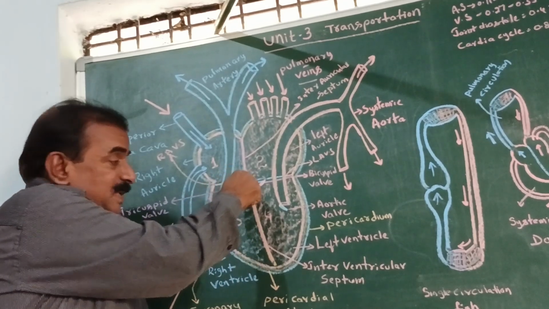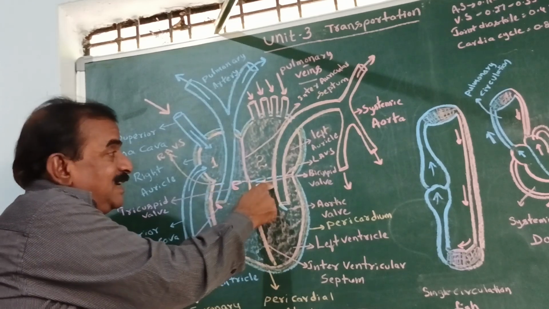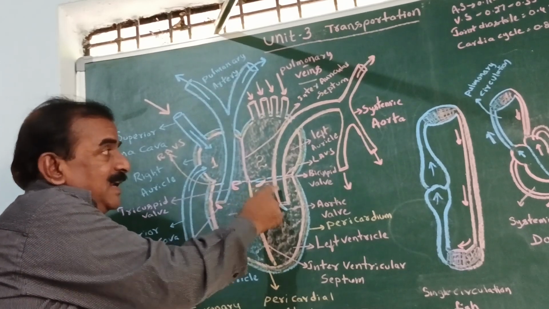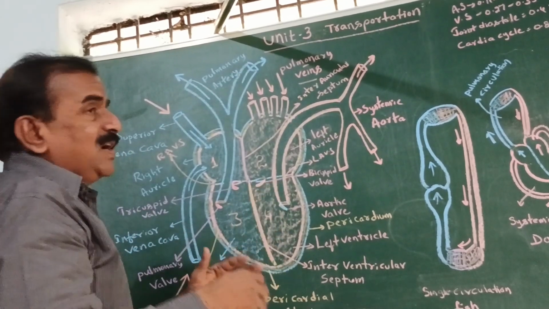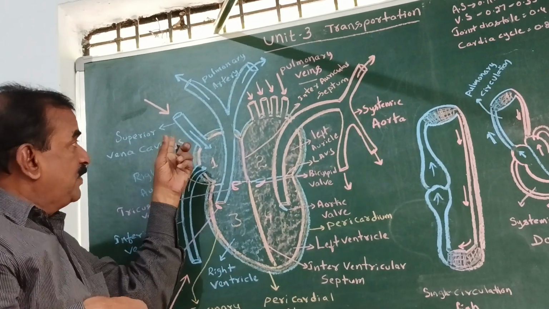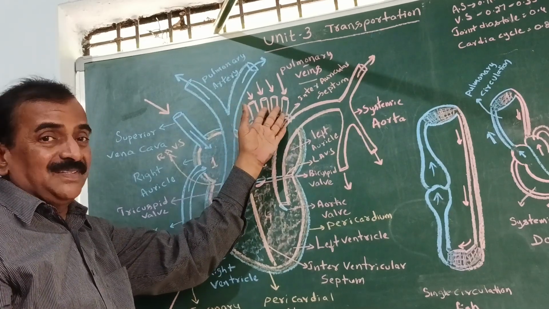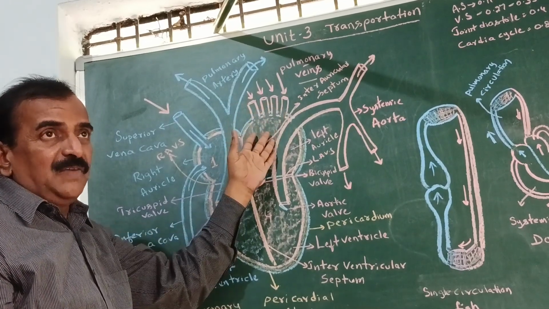So interauricular septum, interventricular septum, this is called the right auriculoventricular septum, this is called the left auriculoventricular septum. Again, we also discuss the blood vessels which bring blood to the heart: superior vena cava, inferior vena cava, and pulmonary veins, and these are exceptional. They carry oxygenated blood to the left auricle.